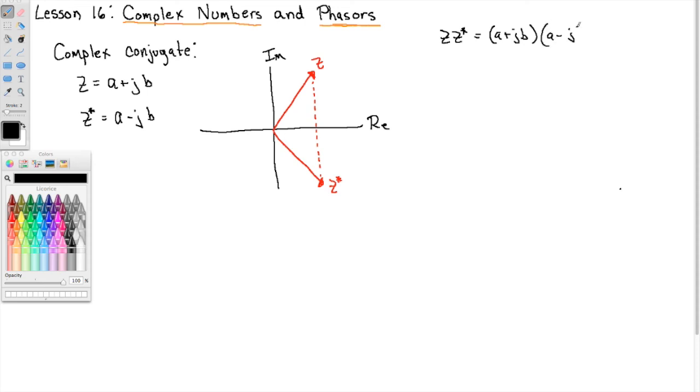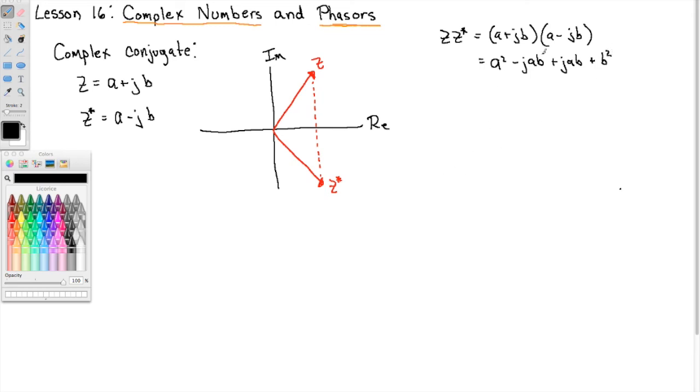times a minus jb. And this is an instance where I can carry out the multiplication in rectangular form because we have something that simplifies. So if I FOIL this out, I get a times a, and that's a squared. A times minus jb, that's minus jab. Then the inside term gives me plus jab. And then the outside terms, I have jb times minus jb. Well, j squared is minus 1, so this makes plus b squared.